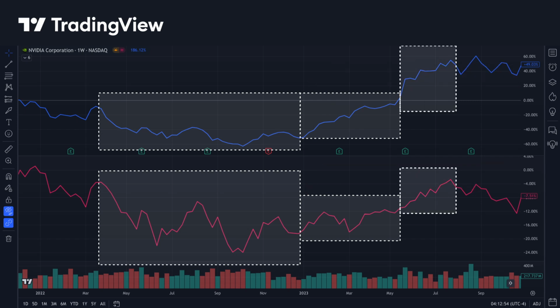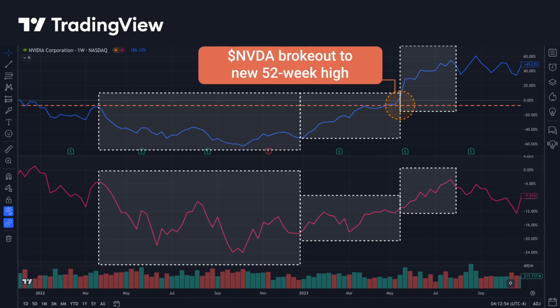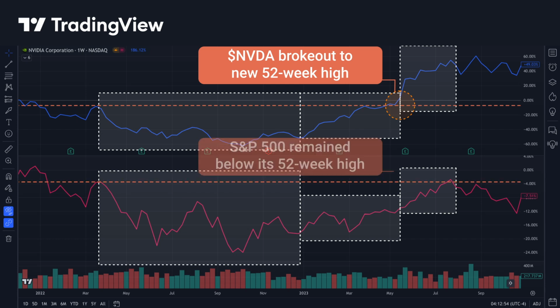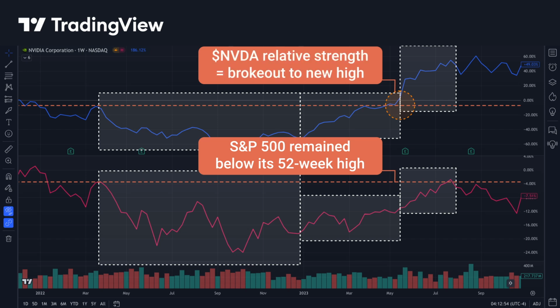Now, when we get to the third part of the chart, notice the horizontal line. The horizontal line shows that at the third part of the chart, NVIDIA broke out to a new 52-week high. However, even though NVIDIA broke out to a new 52-week high, look at that horizontal line on the S&P 500, and you'll see that the index remained well below its 52-week high. So the key point here is that NVIDIA started to show relative strength, and that led it to break out to a new high ahead of the S&P 500 index.